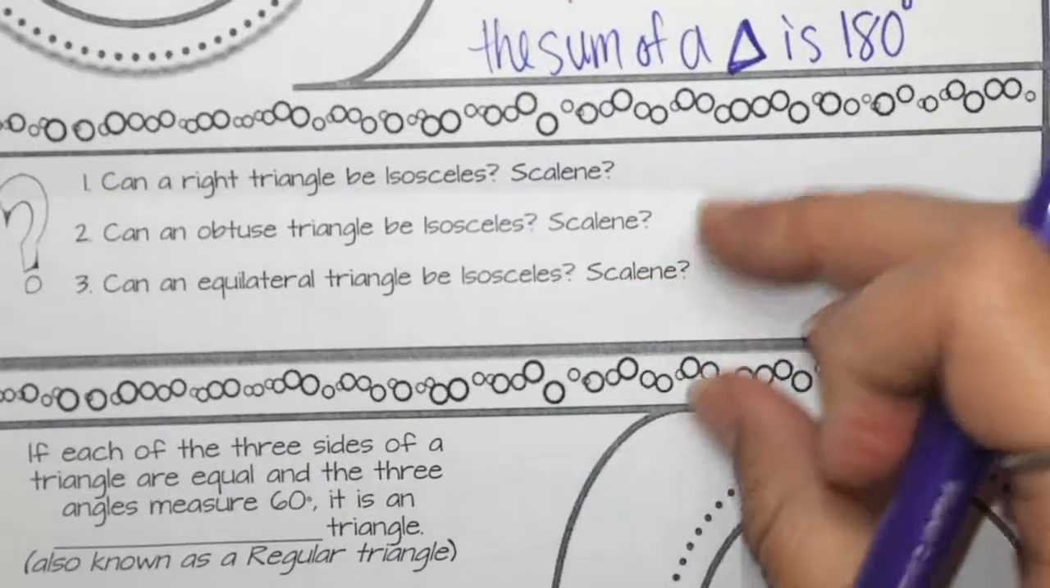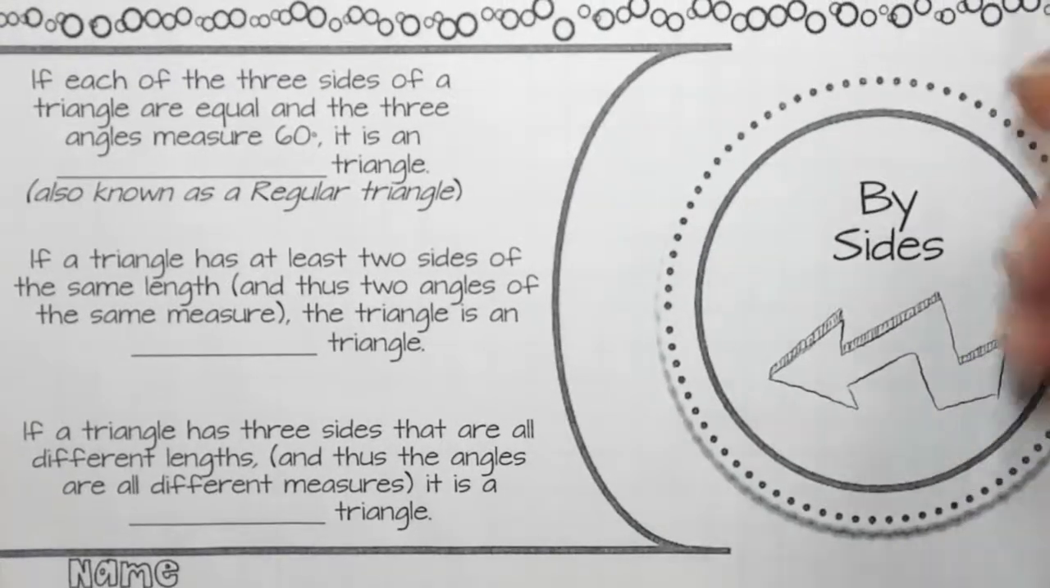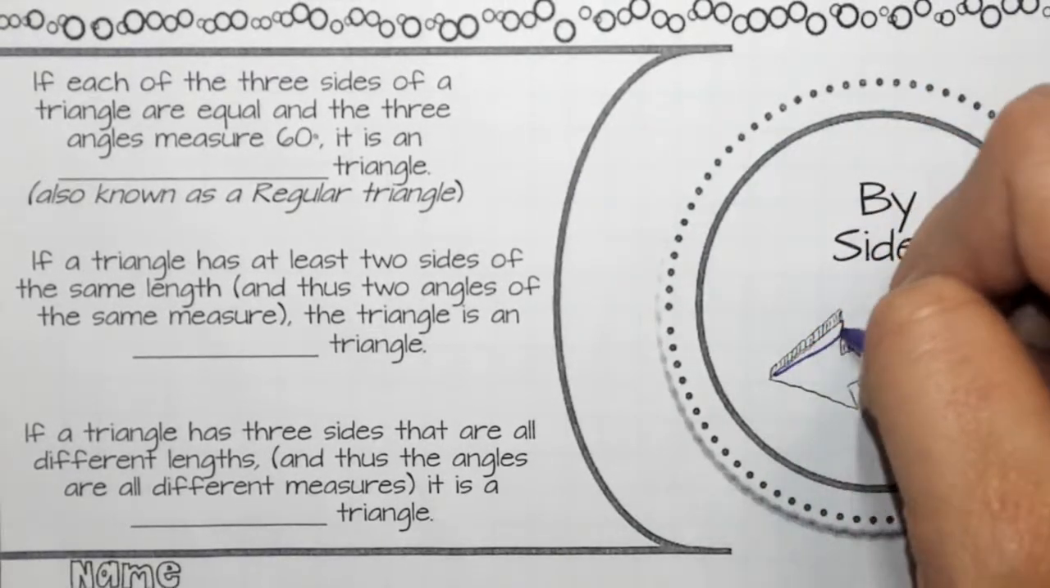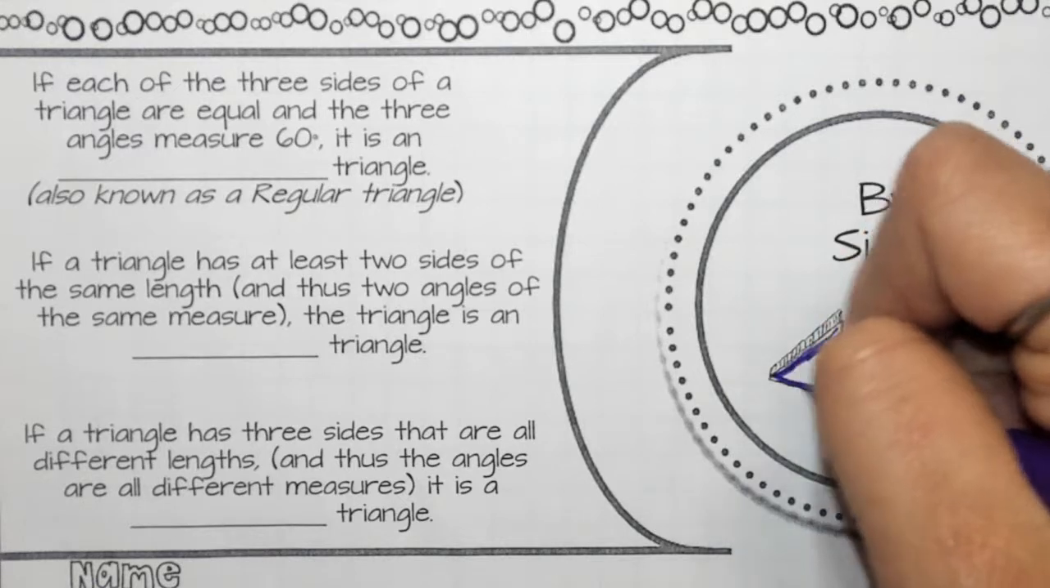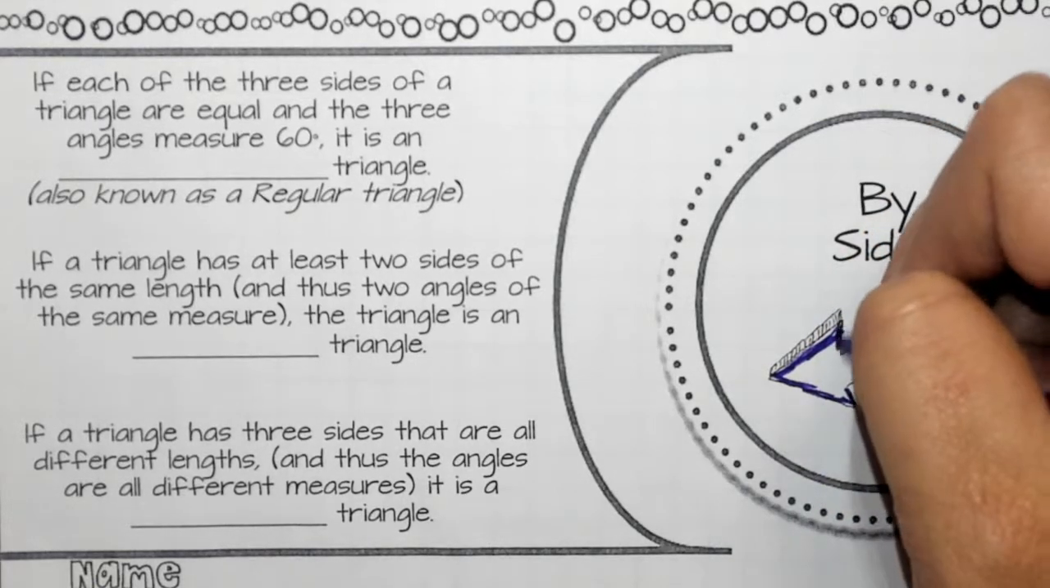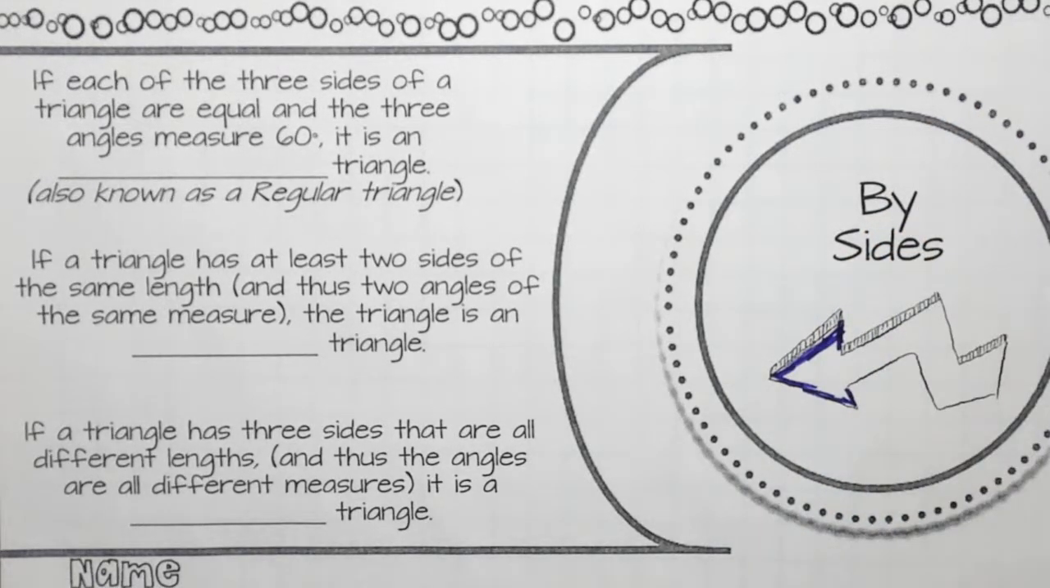Okay, we're going to skip the questions until the end. Are we ready to go down to sides? Okay, so this part is going to talk about side measures. Is everybody ready? Okay, and there are three ways that you can classify this.